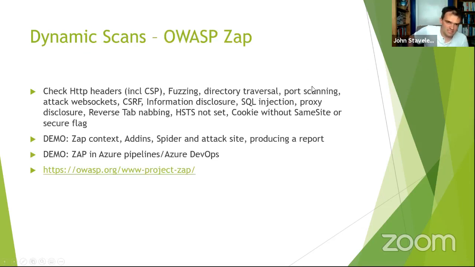So finally onto dynamic scans. OWASP ZAP, I've heard security researchers refer to this as a toy. It's not a pen test, it's not a toy, it's somewhere in between. Again, it's providing useful information on your security profile. It can check for directory traversal issues. It can do port scanning, attack WebSockets, cross-site request forgery, look for information disclosure, check for SQL injection, etc., etc., etc.